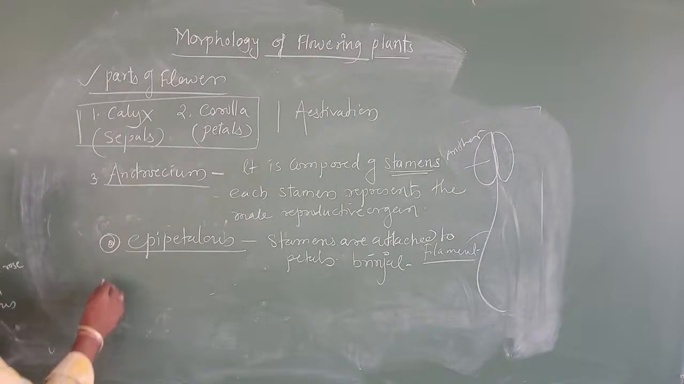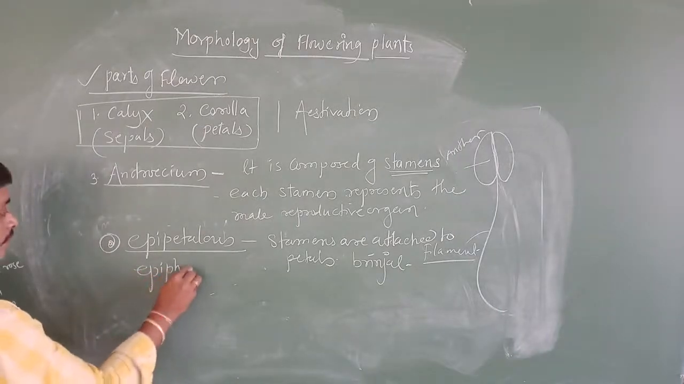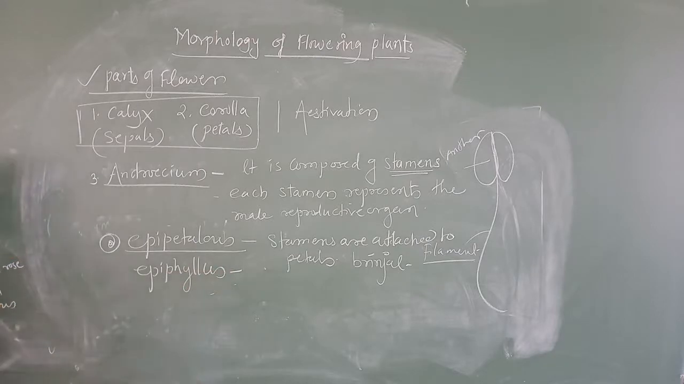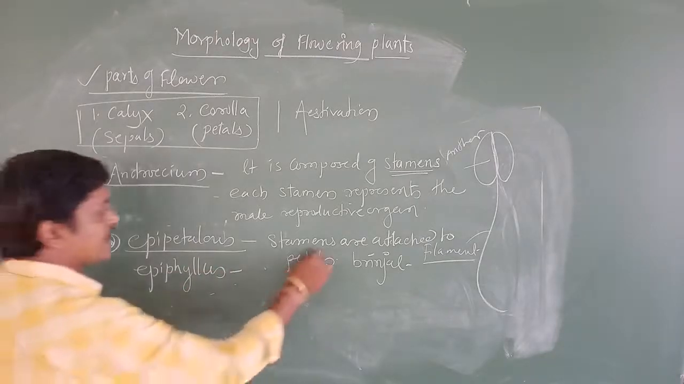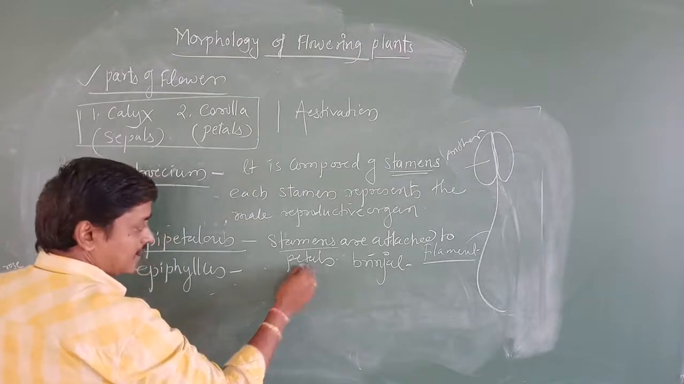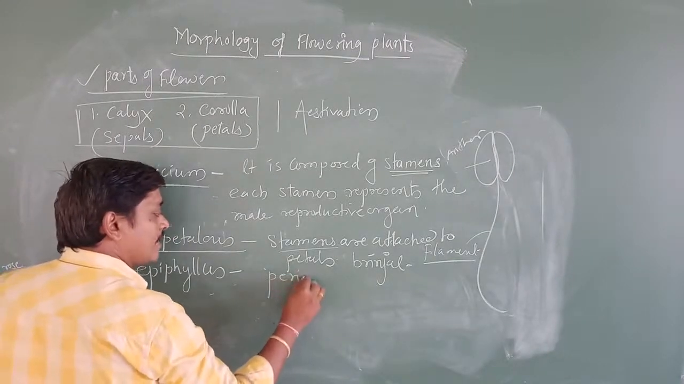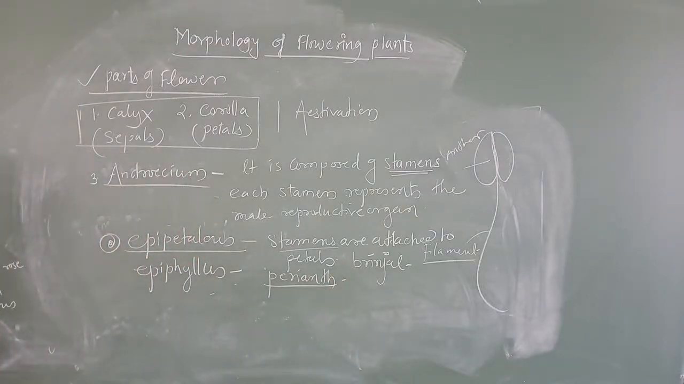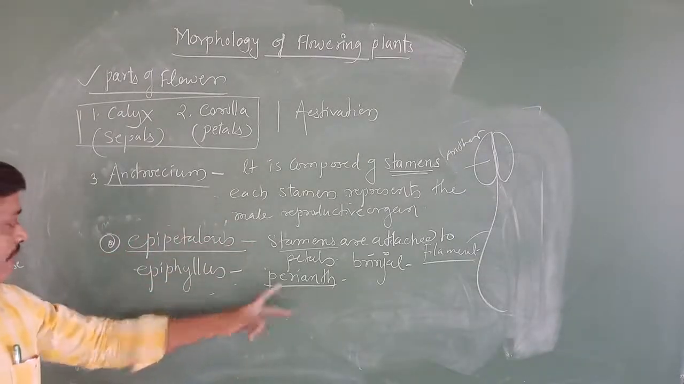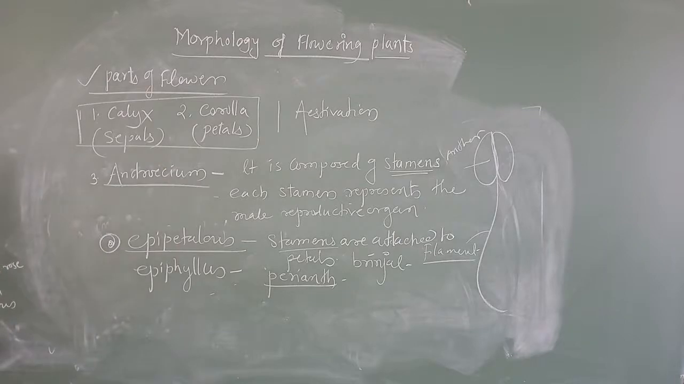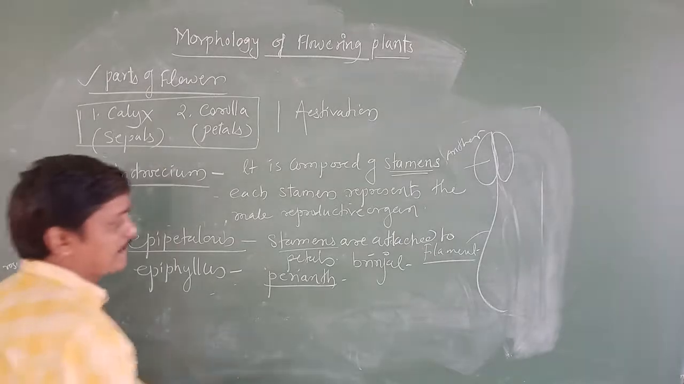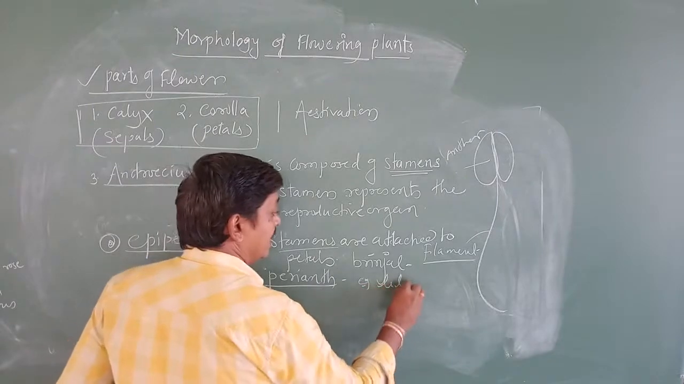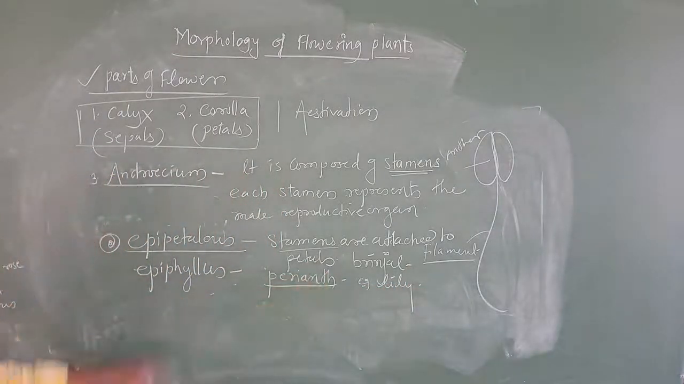The second one is epiphyllus. Epiphyllus. Here, stamens are attached to the perianth, and you are going to find out the perianth definition once again. I told you in a previous class. It is the perianth. Okay, if the stamens are attached to the perianth, that is what we call epiphyllus. And an example of this type of flower is lily.